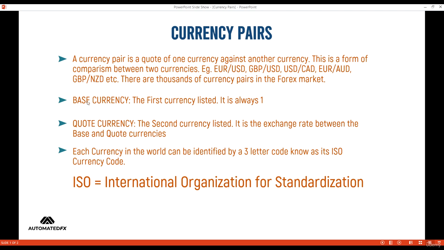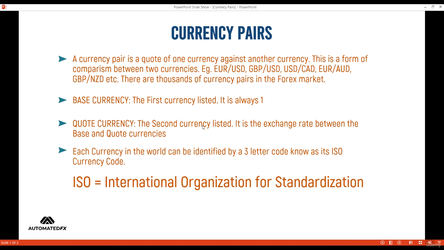Now we have what we call the base currency. The base currency is the first currency listed, and it is always equal to one. In EUR/USD, euro is the base currency. In GBP/USD, GBP is the base currency. In USD/CAD, USD is the base currency. And in EUR/AUD, euro is the base currency, and it is always equal to one.